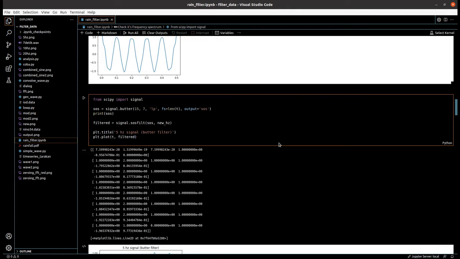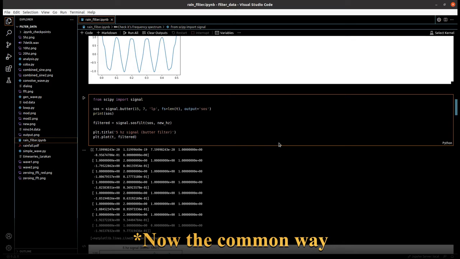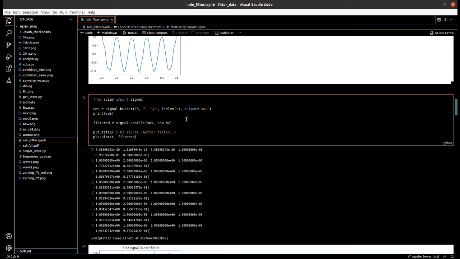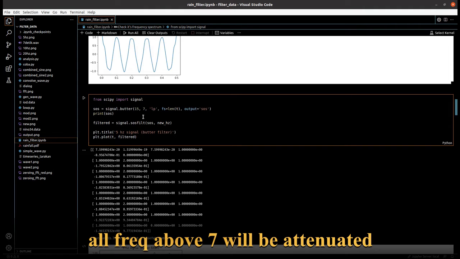For now, I will give you a common way to filter a signal, using a Butterworth filter, for example. In this case I use a low-pass filter, and this is the order, and this is the threshold. Here I am using low-pass, and the threshold is 7. As its name says, all frequencies below the threshold will remain, and those above 7 will be zeroed.